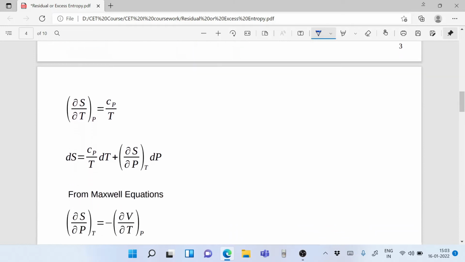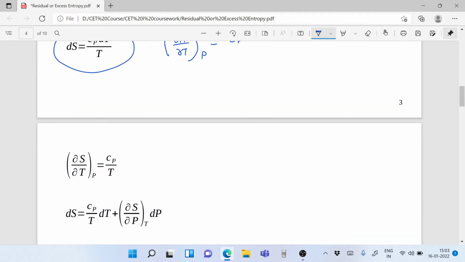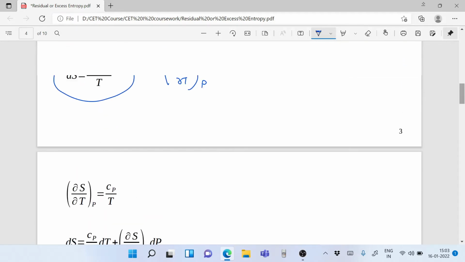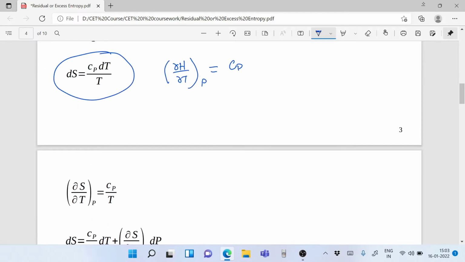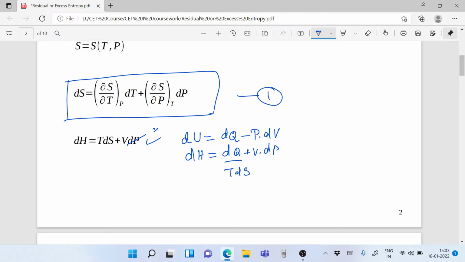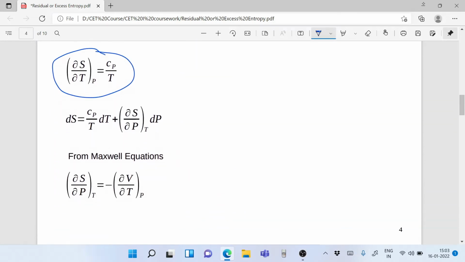Now what we have is ∂S/∂T. So we can take the dT here and write ∂S/∂T at constant pressure P is going to be equal to Cp/T. And therefore we replace this in the earlier equation, which we call equation number 1, and we get equation number 2.